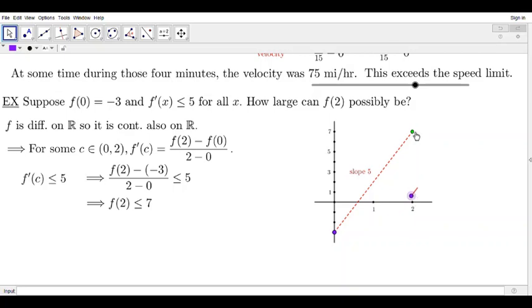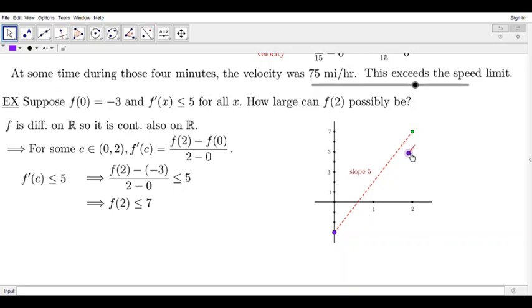Okay, which happens to be the point with coordinates 2, 7. So in fact, you can verify from 0, negative 3, this point, all the way to this point with coordinates 2, 7, the slope is 5. So if you want to go as high as you could, the only way you have any hope of achieving that is if you were to remain on this particular straight path, but then clearly you cannot exceed the slope of 5 at any time, so that's as high as you can go.